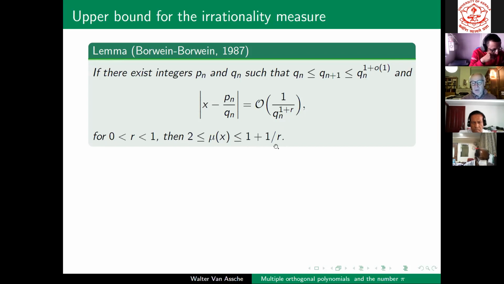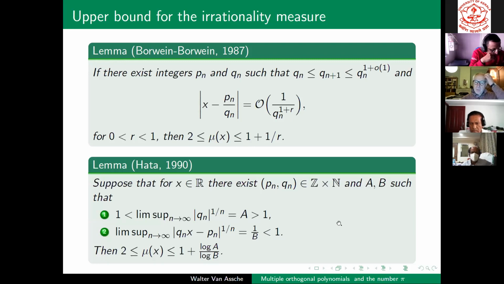But the important thing is the upper bound: it's going to be bounded from above by 1 plus 1 over r. So by constructing rational approximants of a certain order, you may find upper bounds for the measure of irrationality. In practice, this is done in the following way. You use the rational approximants Pn and Qn, and then you try to figure out the asymptotic behavior of the numerator and the denominator. If the lim sup of the nth root of Qn is converging to a number a which is bigger than 1, then the denominator Qn is going to grow exponentially fast with base a.